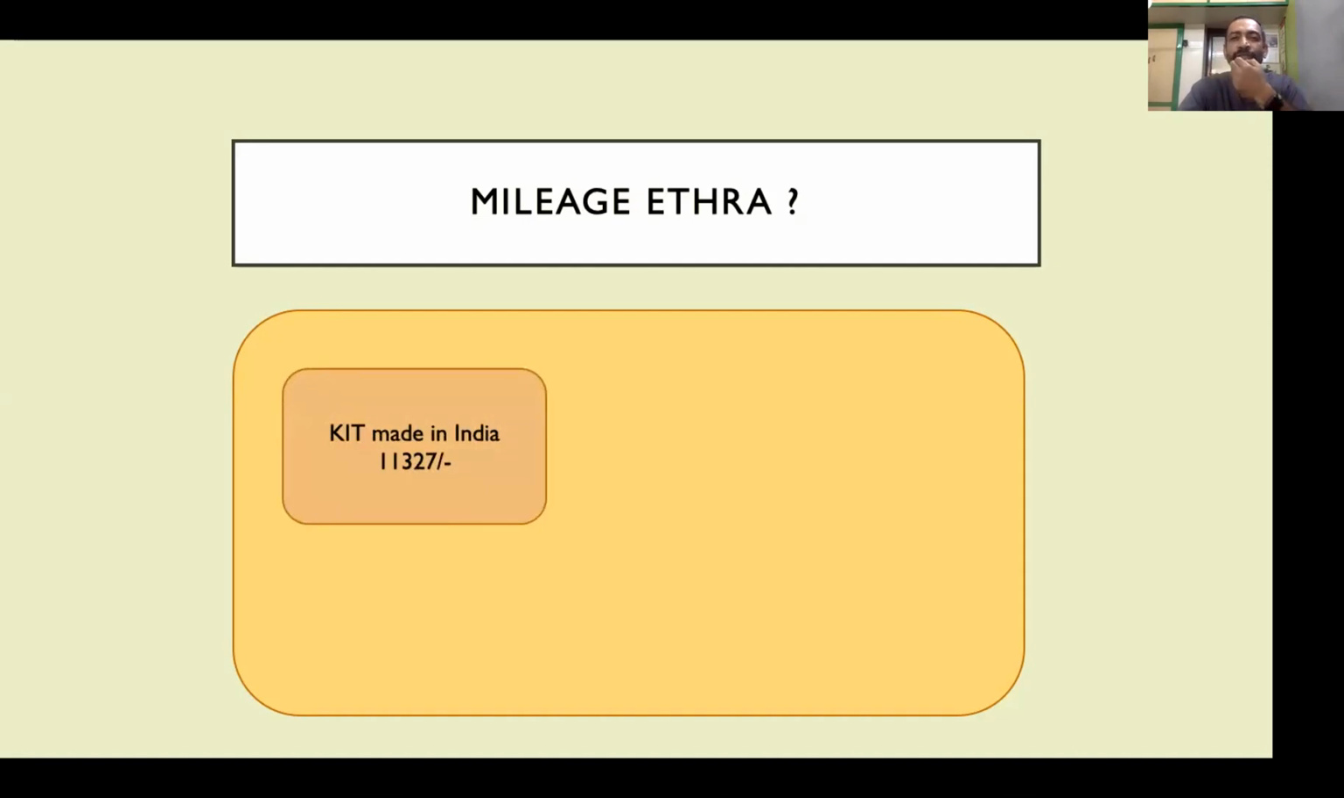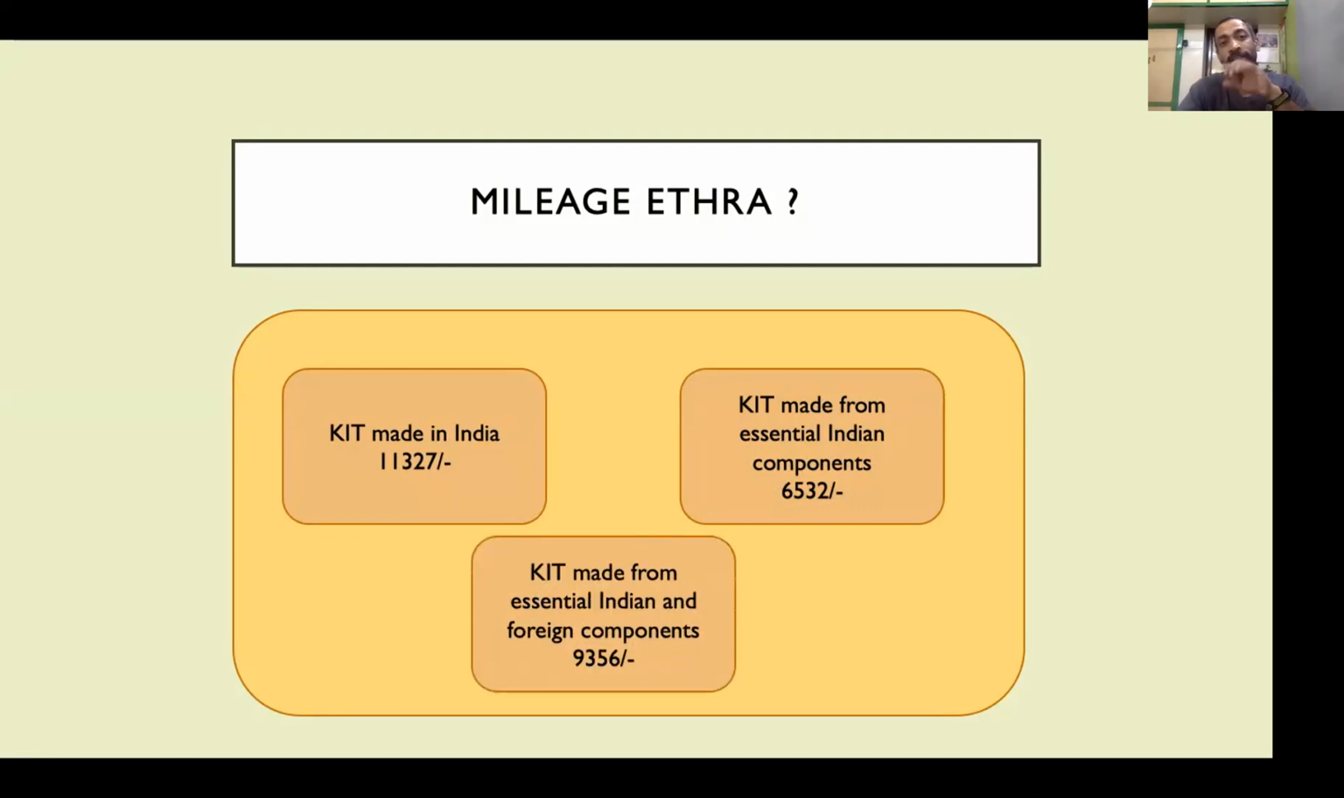Today, a kit made in India costs you around 11,327. This is from one company only that I've checked. But around, let's say, 10,000 to 12,000, you can get a range of what it's going to cost if you buy the entire kit from one company. If you buy components individually made in India, you don't have to buy from one company. You can scout around, buy different companies' components. You can make a kit for yourself for about 6,532 rupees, say 5,000 to 7,000 rupees. If you decide to mix and match, some Indian, some foreign, for about as low as 9,356, you can make yourself a rubber dam kit.